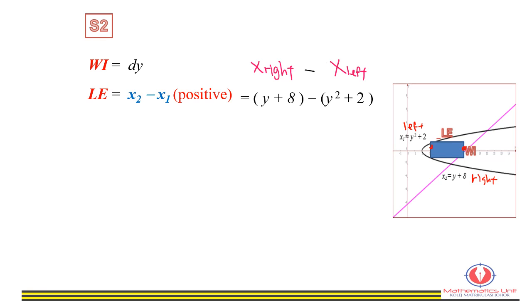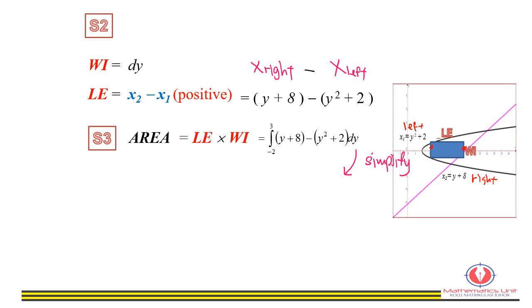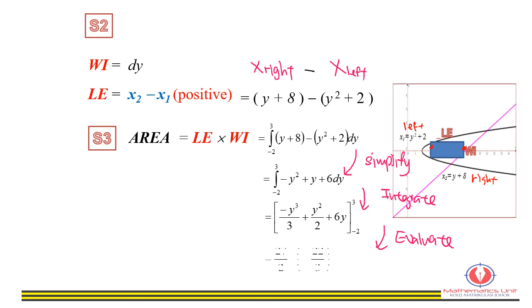After we decide the function of width and length, we put into the formula of length times width in the integral form. This is the limit that we found previously, minus 2 and 3. Then we simplify, integrate, and evaluate using the calculator. So we are able to get the answer for the area correctly.